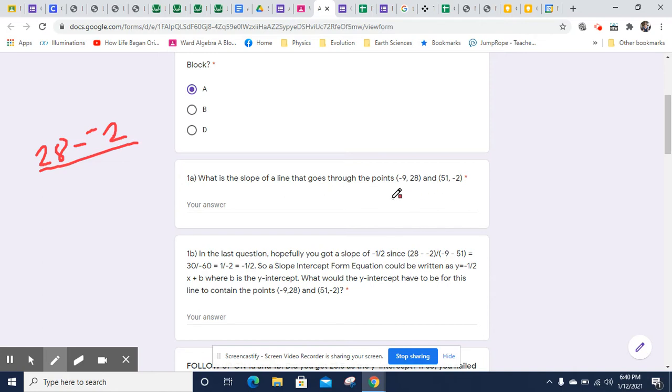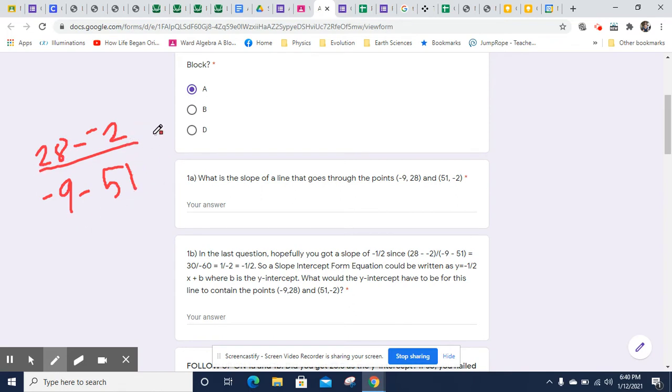Then I'm going to figure out the change in the x's, and since my subtraction starts with 28, I need to start with -9 for the change in x. So -9 minus 51. And it's really important that I keep this point, the (-9, 28), and this point, (51, -2), together and keep it going in order.